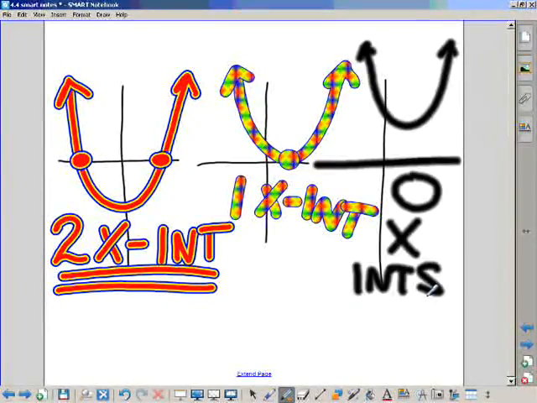Now, whether these parabolas are right side up or upside down, all three of these are possibilities. 2 x-intercepts, 1 x-intercept, and no x-intercepts.